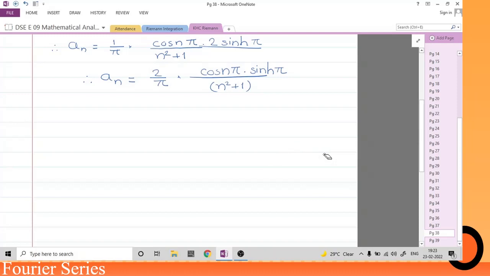So it is neither odd nor even, and that's why you cannot say that bn is 0 or a naught, an is 0. You have to calculate all the three Fourier coefficients. So finally the Fourier coefficient bn is given by the formula integration from minus pi to pi. I directly put the value for function f of x, which is e raised to x, and for bn we multiply it by sin nx.